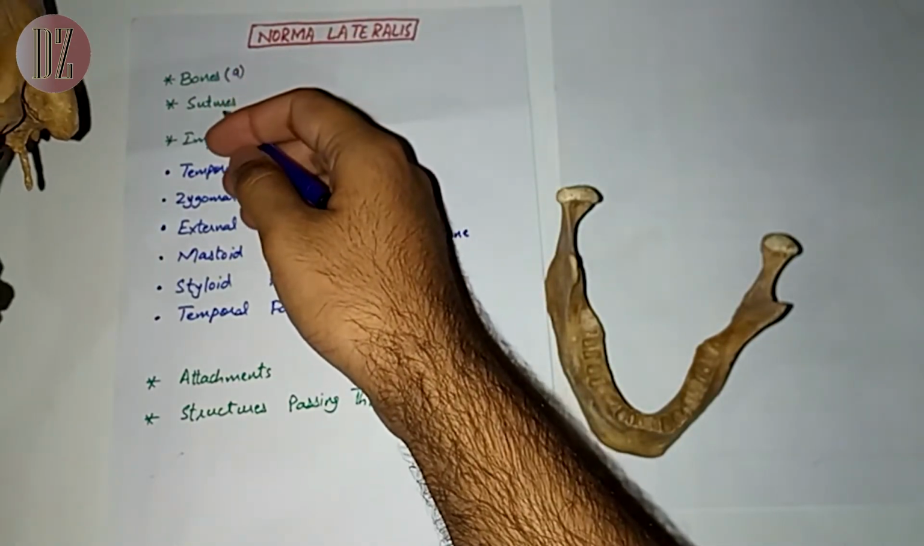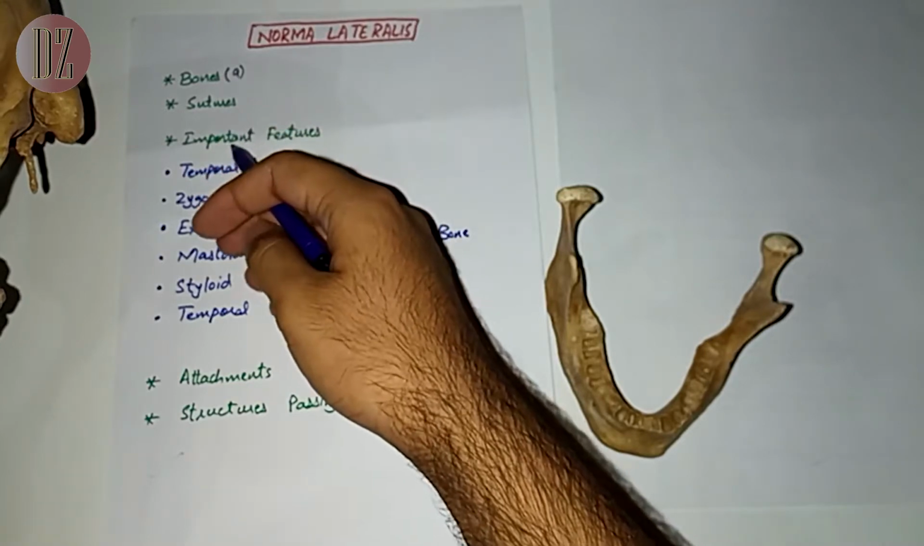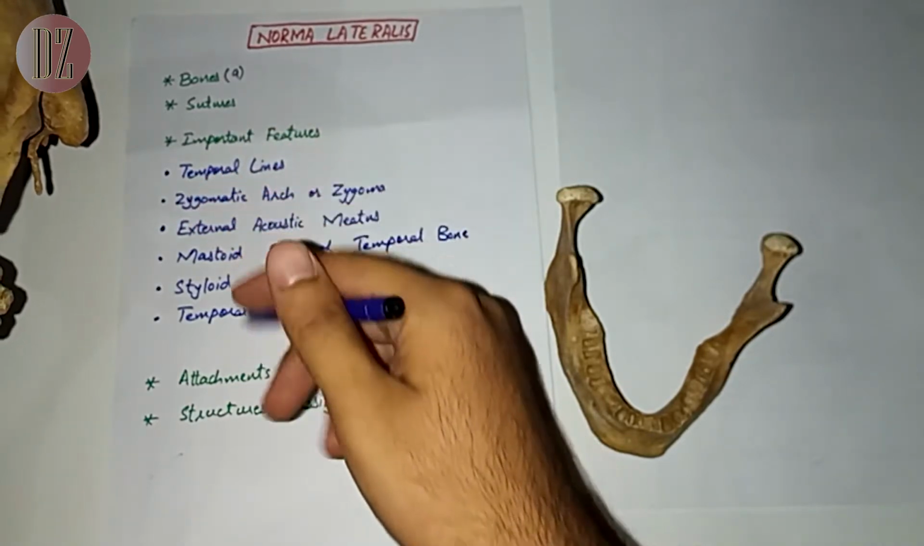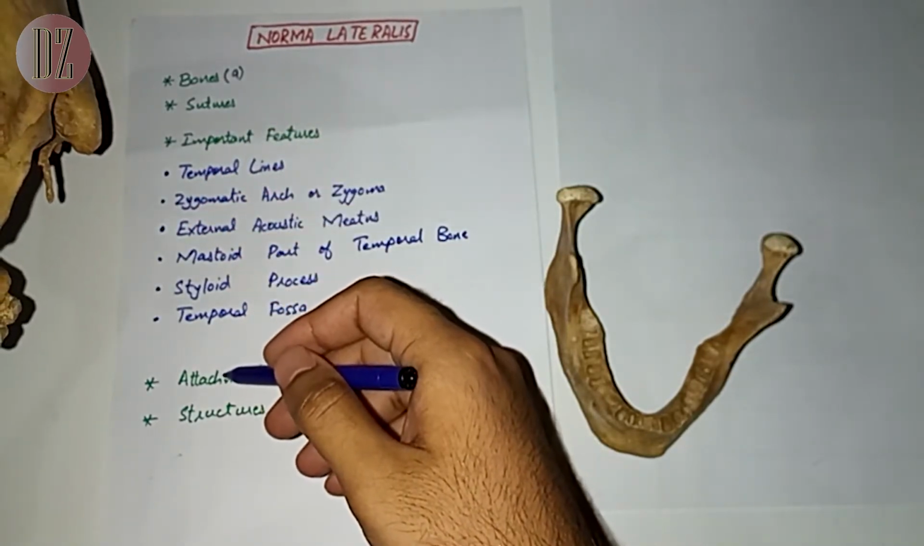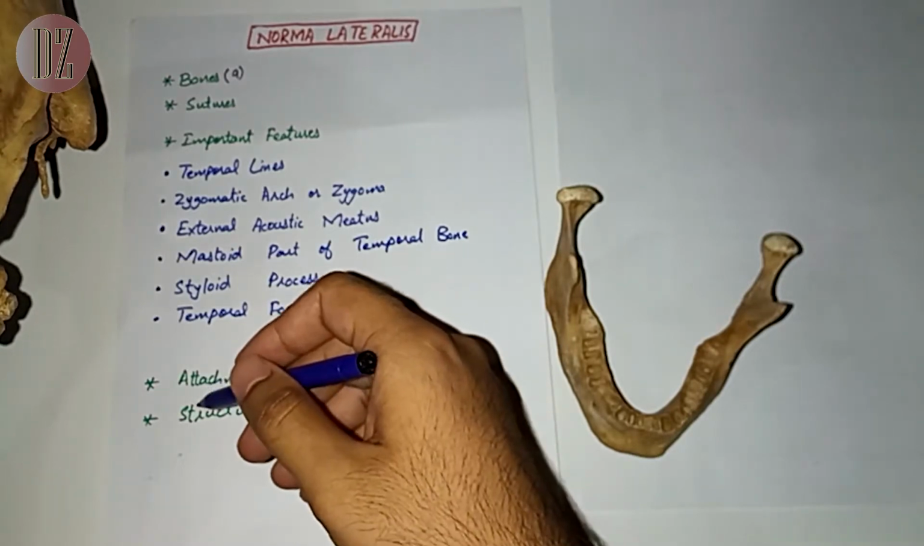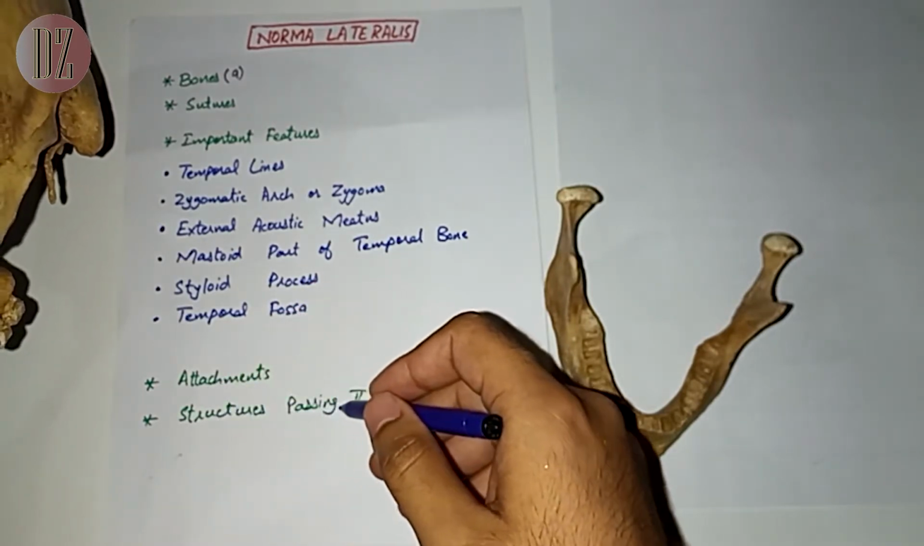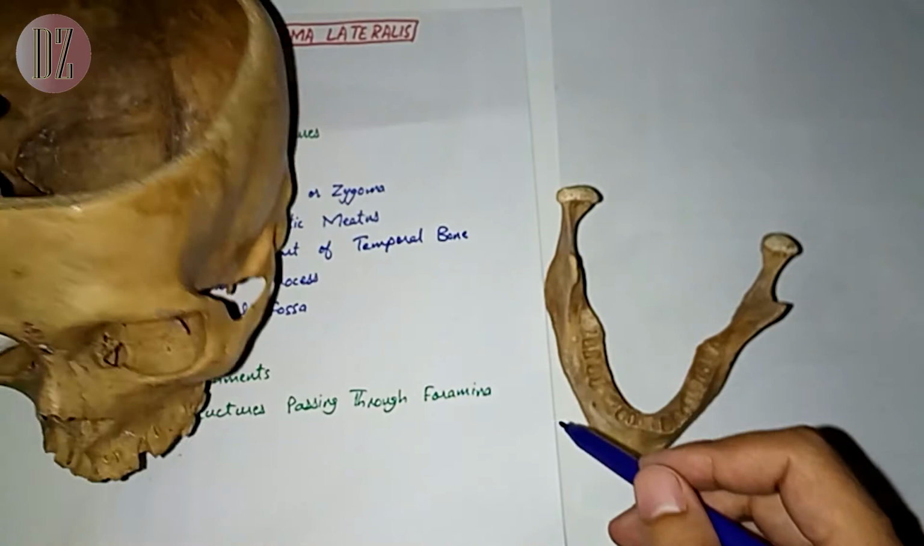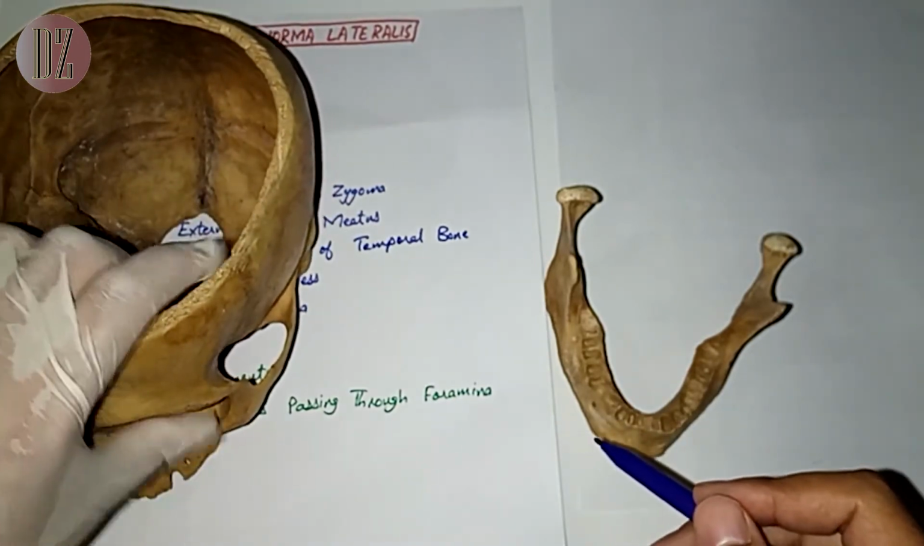We will discuss the bones forming this norma, the sutures which are shown in this norma, some important features and the attachments on the Norma Lateralis, and at the last, the structures passing through the foramina which are shown in Norma Lateralis.